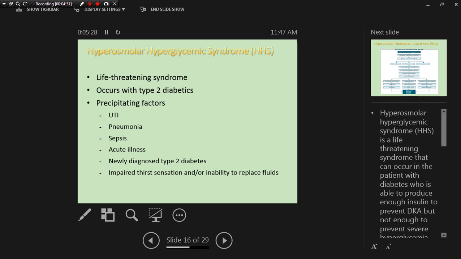And if it's happening with an older patient, we know that they have impaired thirst sensation, right? So they're not going to be drinking as much with HHS as they will with DKA, because we say, what are our 3 common manifestations with diabetes if their sugars are high? Polyuria, polydipsia, polyphagia, right? They're hungry, they're eating a lot, they're thirsty, they're drinking a lot, and they're peeing a lot.